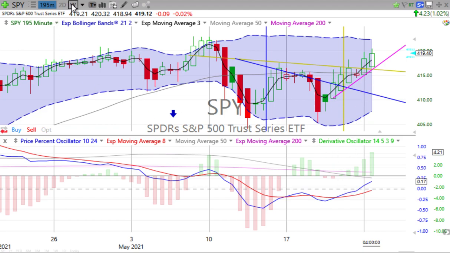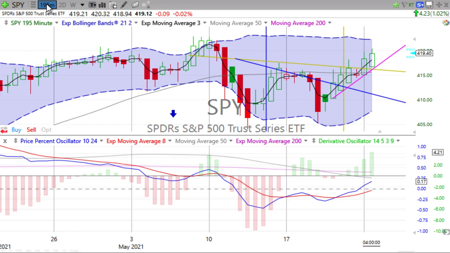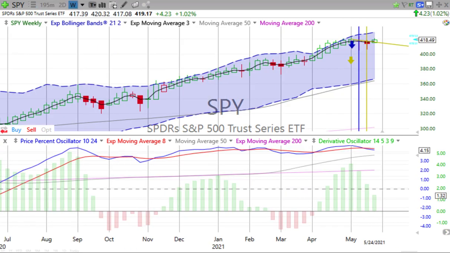That is where we are. Now we've got that 4-hour trend line drawn right. That's where we are. So that's what we see going on with the charts when it comes to the S&P.